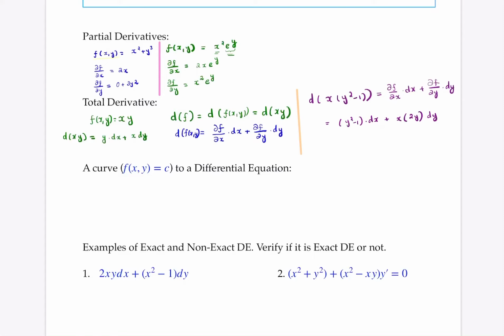Now, let's take a look at a curve, not necessarily a function, and how do we convert that curve into a differential equation? Let's take a very simple curve. We all know that x squared plus y squared equals 1 is a circle. It's a curve. And I want to see for what kind of differential equation this curve will be a solution. How do we figure out that differential equation?